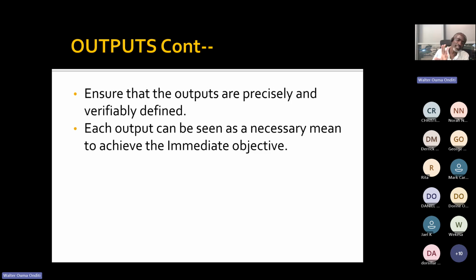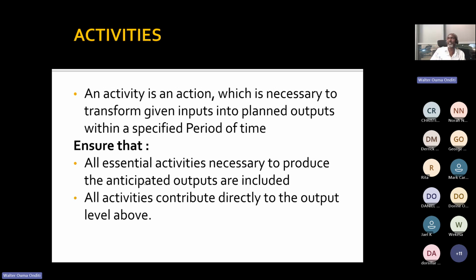Can be seen as a necessary means. Now see this, this is another statement to bear in mind. Can be seen as a necessary means to achieving the immediate objective. In other words, if you frame it and you find that it is giving you the end game, then know something is amiss. It should be a means, so you keep asking the question: after you've done this, so what? It should take you somewhere. And of course, that should lead you to the end game that we talked about, the developmental objective. So this is really critical to understand.